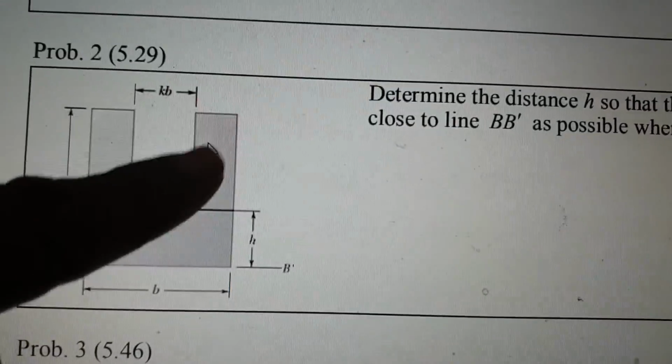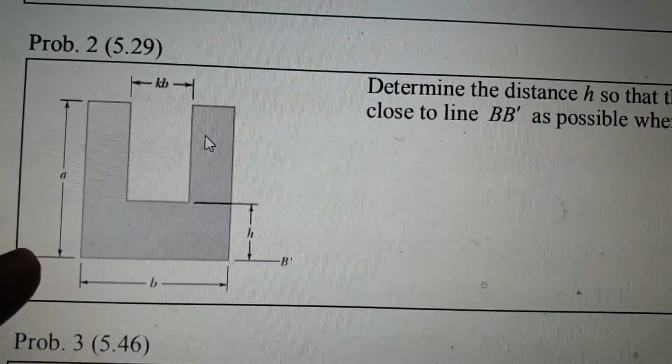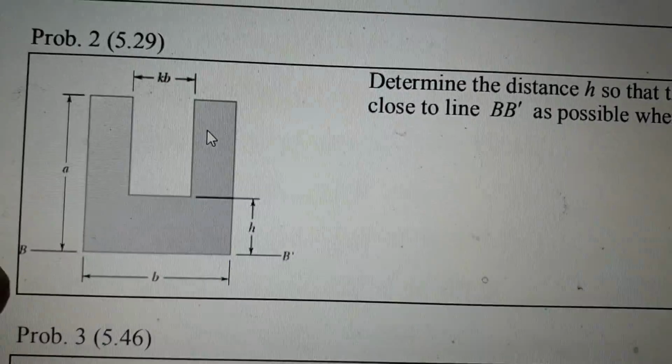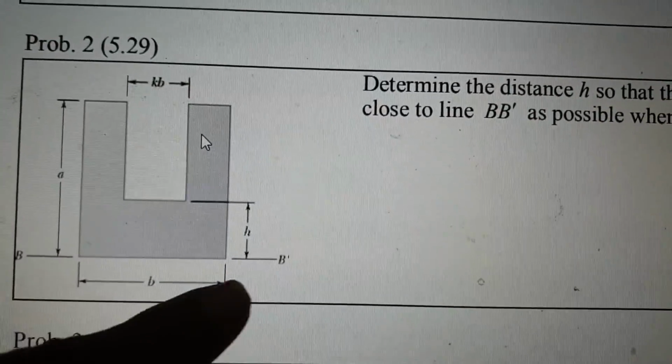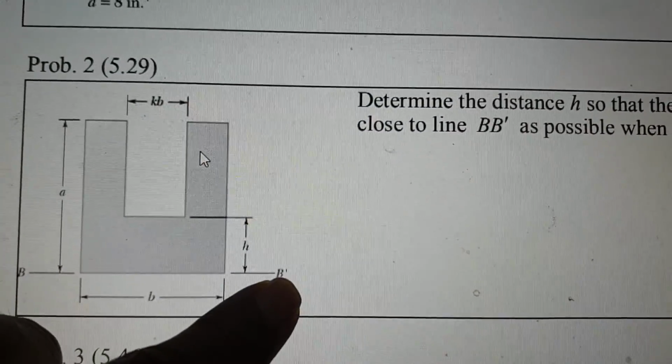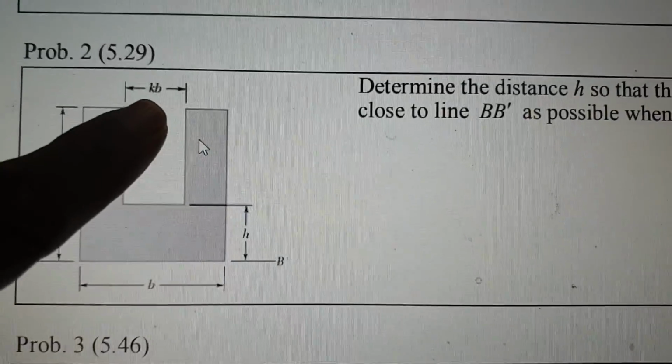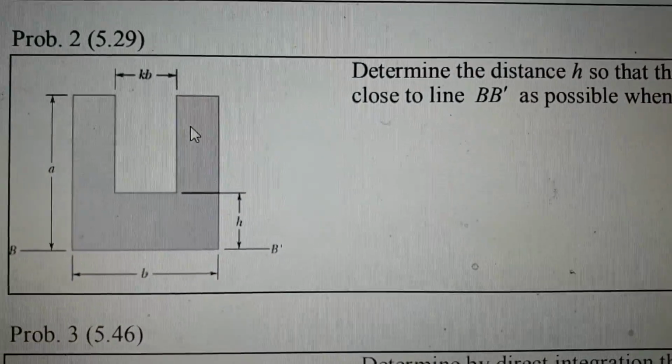Okay? It's a U. This is B. This is A. And this is the line B, B prime, or B dash. And this is small h, and this is KP. Let's look at the question.